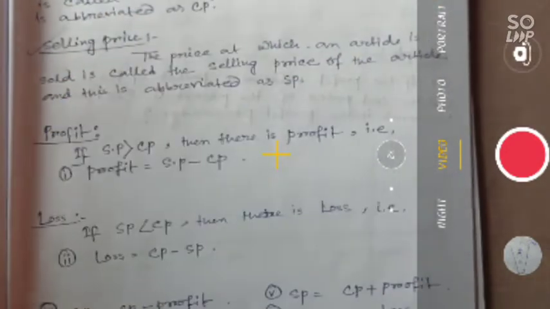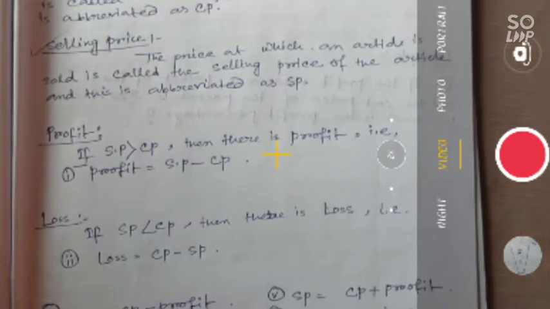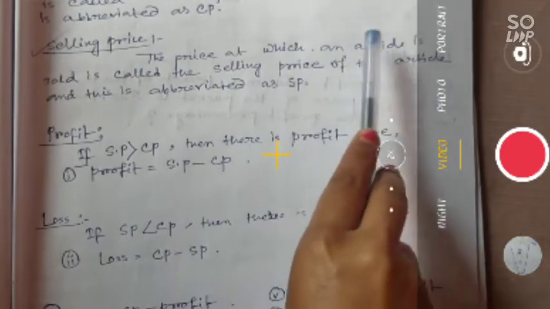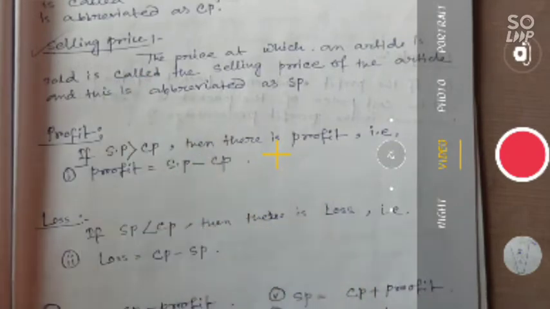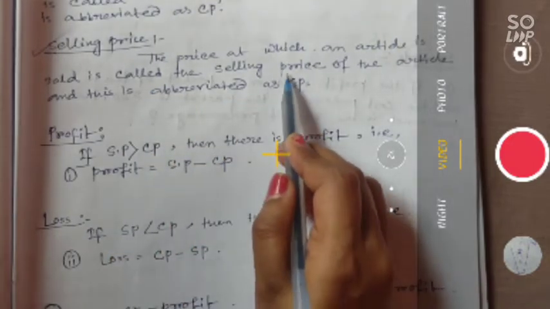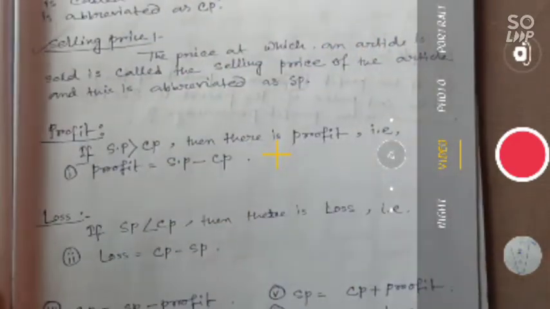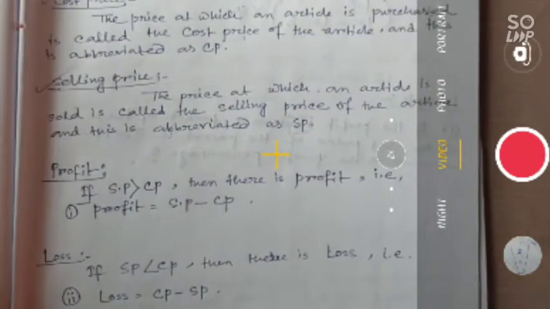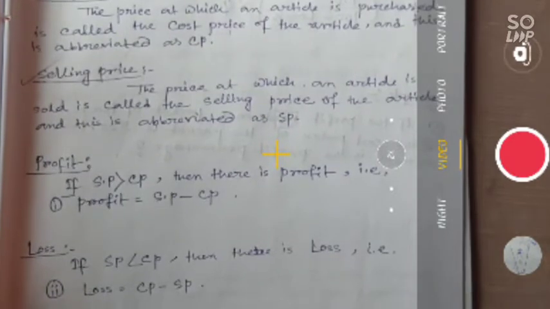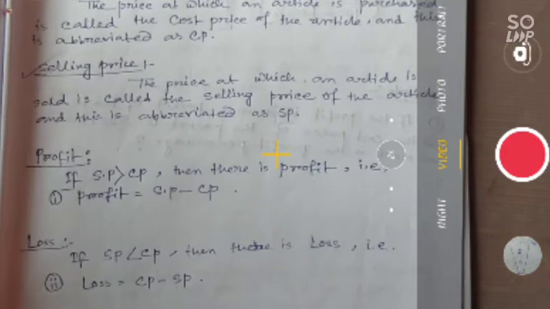Next, selling price. Selling price is the opposite of cost price. The price at which an article is sold is called the selling price of the article, and this is abbreviated as SP. SP is the short form of selling price, and CP is the short form of cost price. So the price at which an article will be sold will be called the selling price.